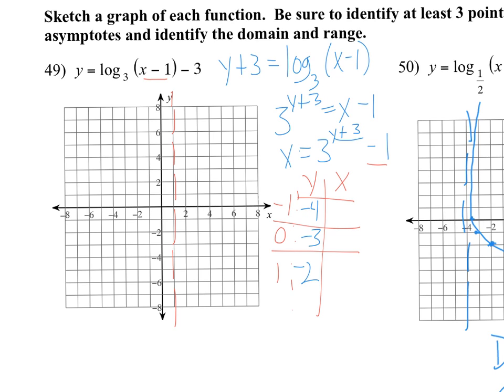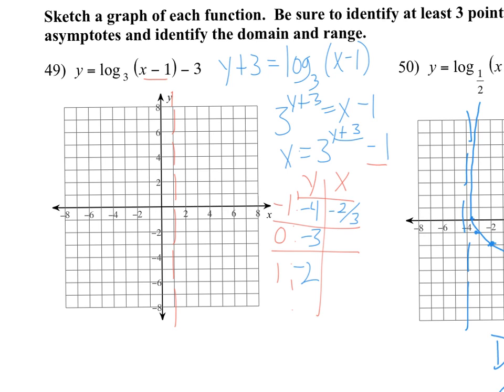Plugging those in. 3 to the negative 1 is a third, minus 1 is negative 2/3. So at negative 4, we're going to be at negative 2/3. But now I'm thinking in terms of x and y values. I need to get that out of my head and switch that around so that negative 2/3 should give me a value of 4, which seems kind of suspect. I'm going to hold on to that thought for a minute.